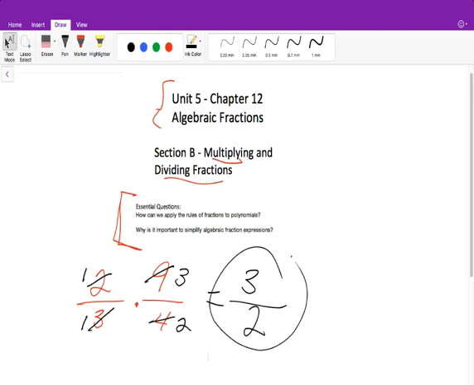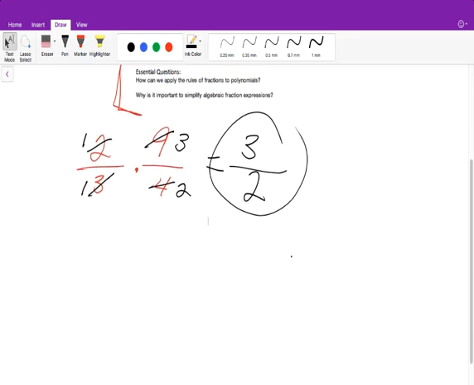We do the exact same thing when we're multiplying algebraic fractions. You first look to simplify, and then you multiply across. So if you are multiplying algebraic fractions, first things first is we simplify. Then we multiply across. It's the exact same rules as before.